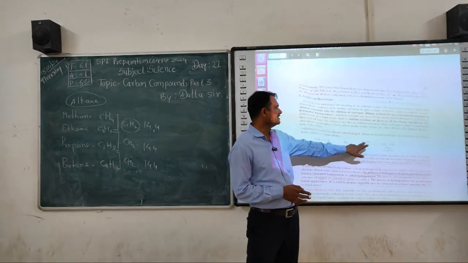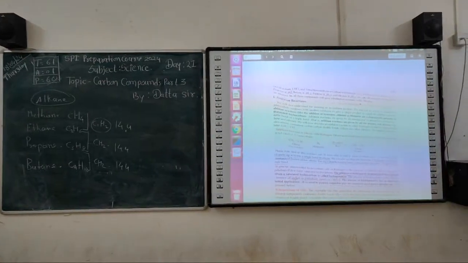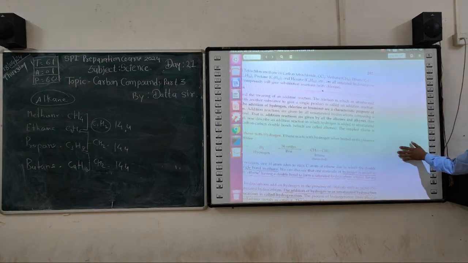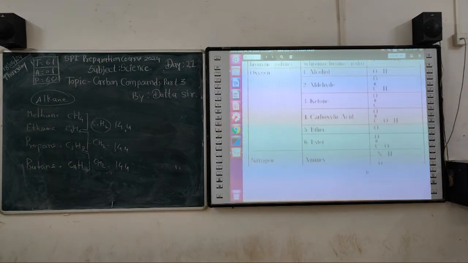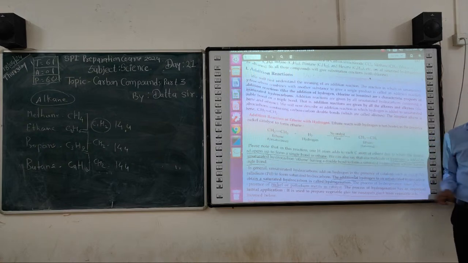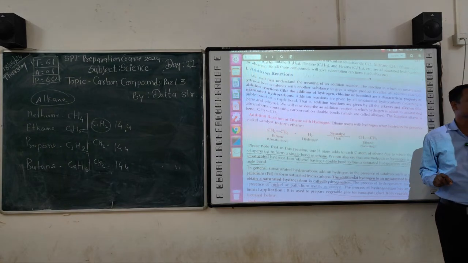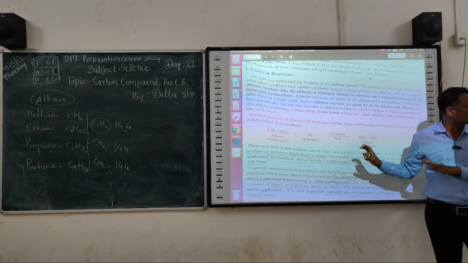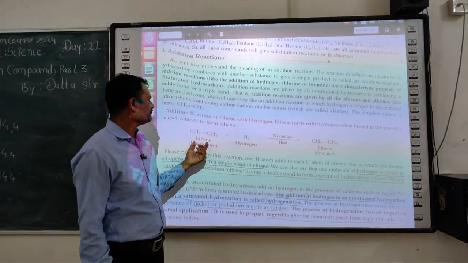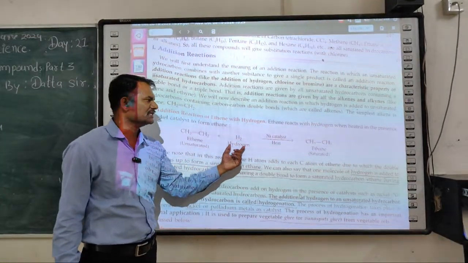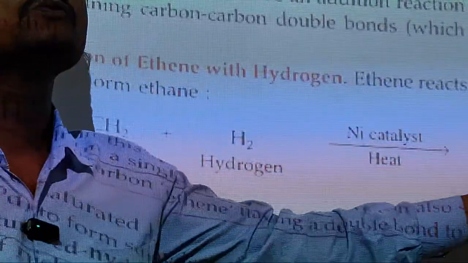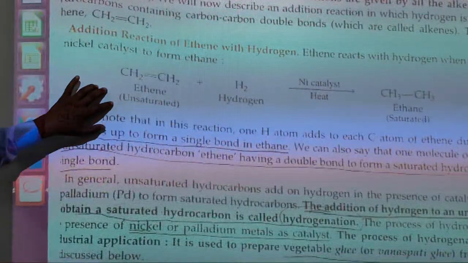Hydrogen uses nickel or platinum as a catalyst. Catalyst, what is meant by catalyst? It is a substance which does not take part in the chemical reaction but speeds up the reaction. Then this ethene, if we add hydrogen, then we will get ethane. Unsaturated hydrocarbon is converted into saturated hydrocarbon in the addition reaction.